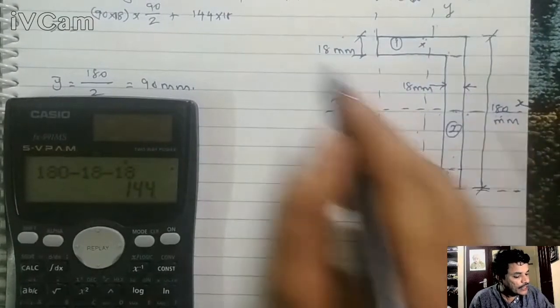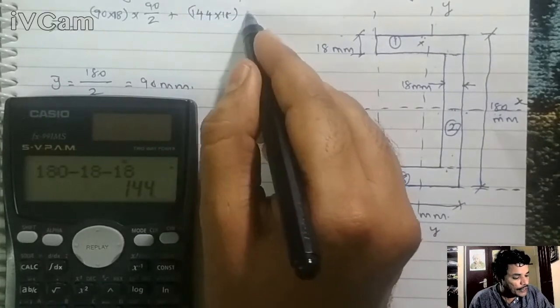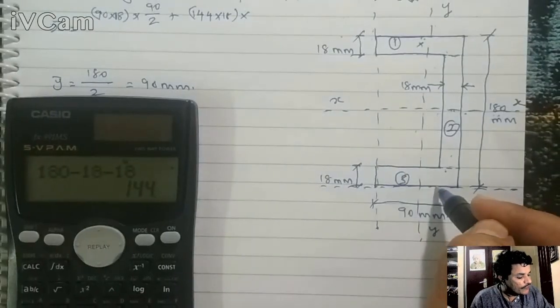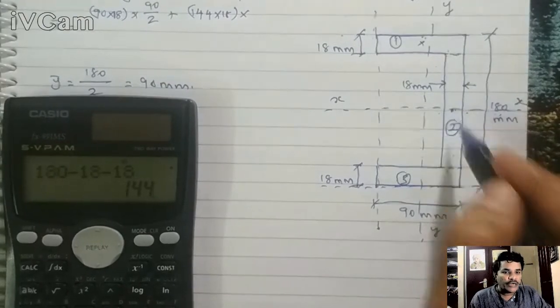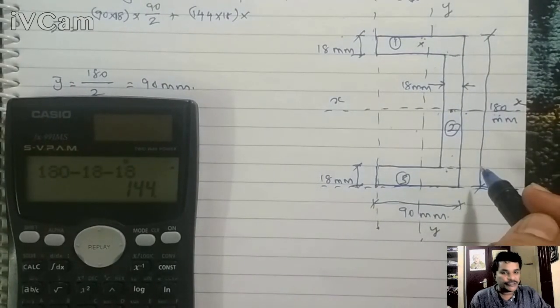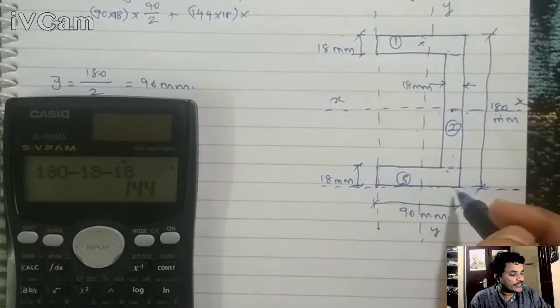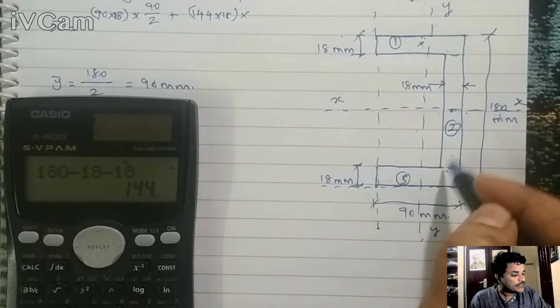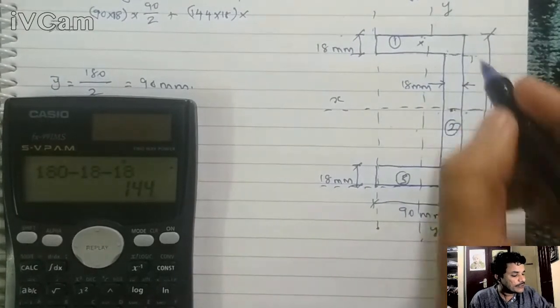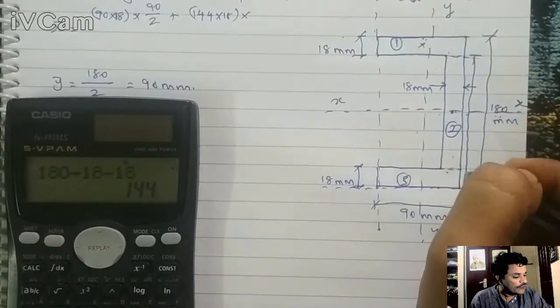The thickness is 18 mm, into the centroid from here to here. Now please don't take 180 by 2. That is wrong, because there is one section here. For that you need to add 18 plus, so you know the depth of this section. So this is 144, right?